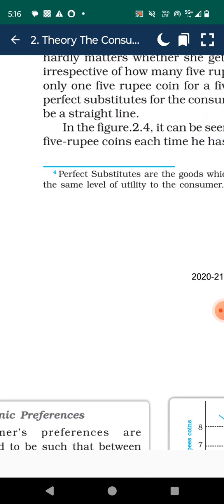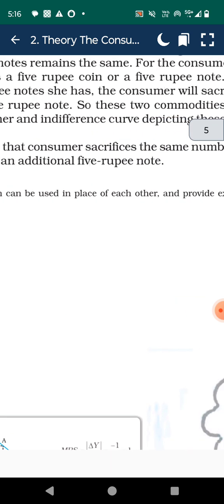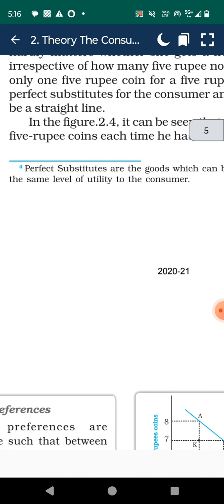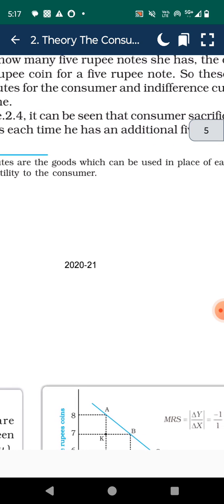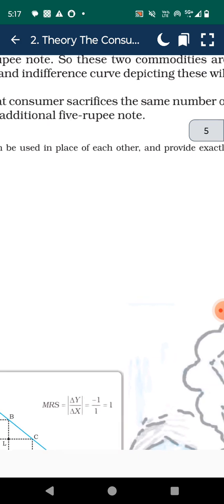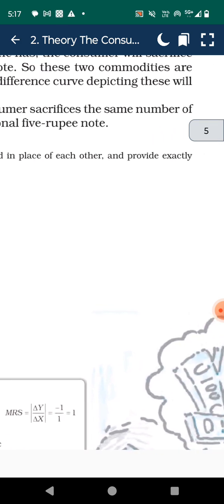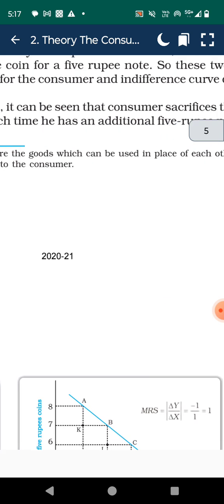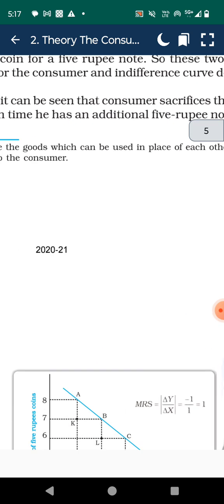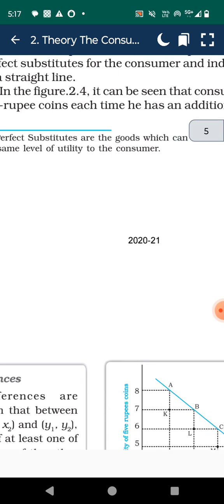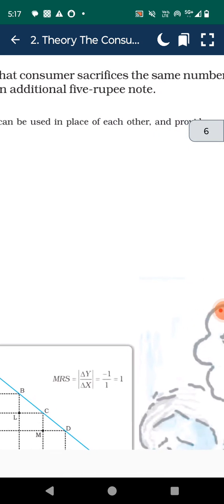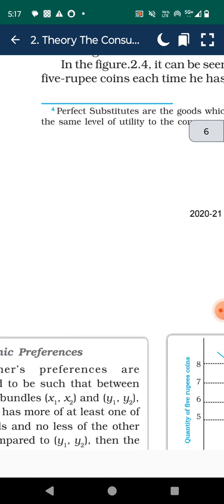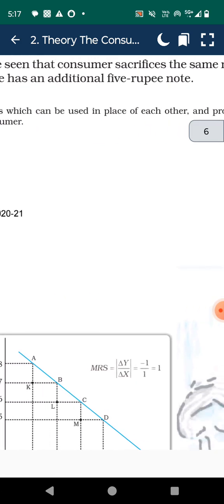So irrespective of how many 5 rupee notes she has, the consumer will sacrifice only one 5 rupee coin for a 5 rupee note. So these two commodities are perfect substitutes for the consumer, and the indifference curve depicting this will be a straight line. In figure 2.4, it can be seen that the consumer sacrifices the same number of 5 rupee coins each time he has an additional 5 rupee note.